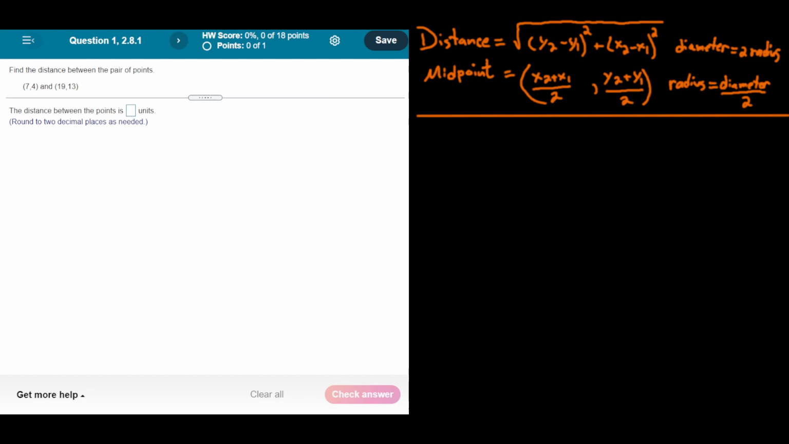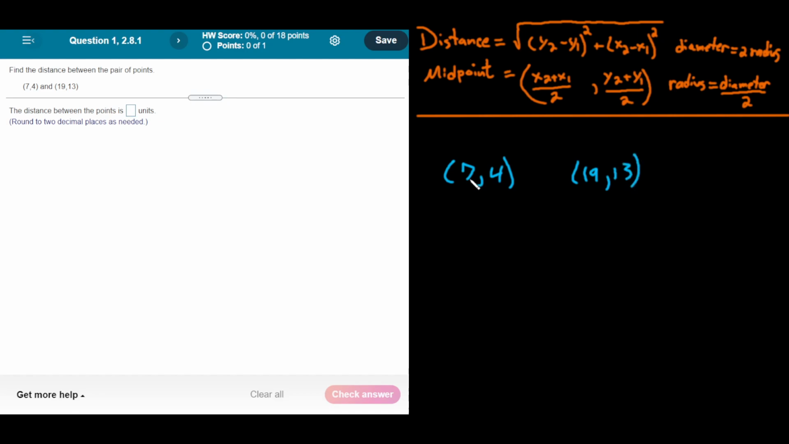All right, let's go ahead and solve the first one. Okay, it says find the distance between the pair of points. So we have 7, 4, and we have 19, 13.